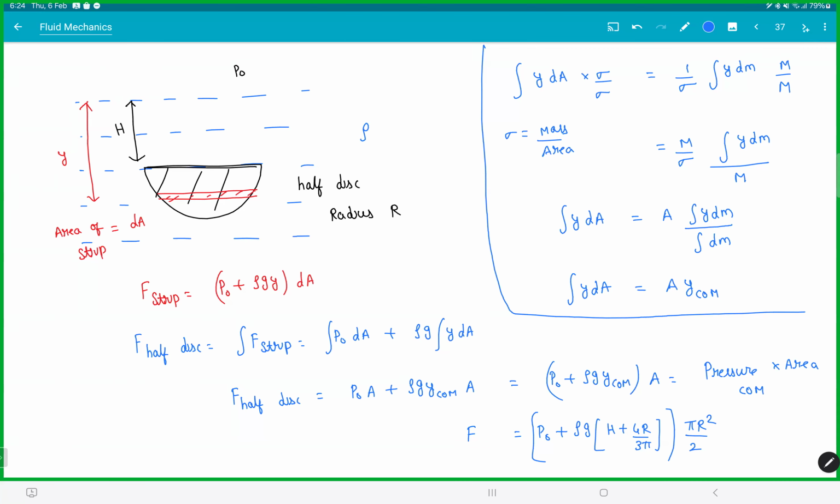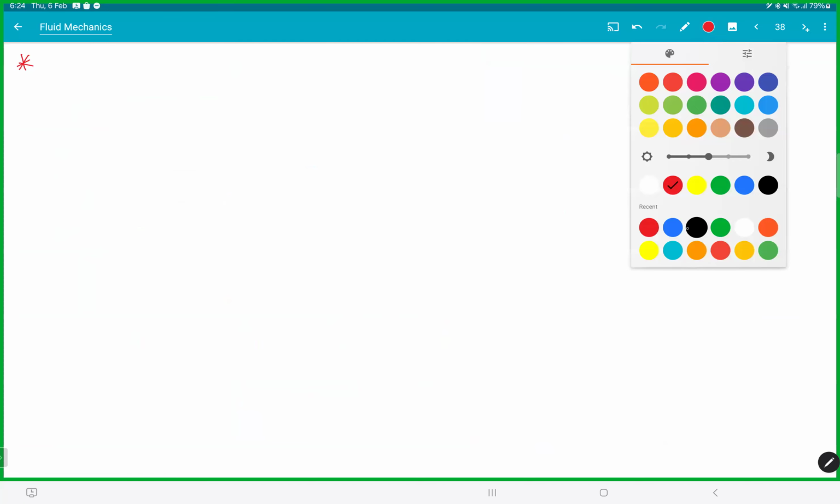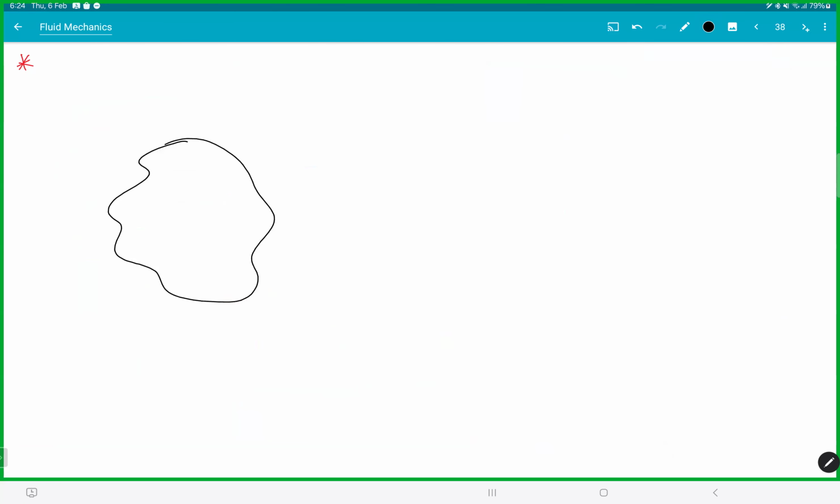So if I just write a general result, quite a good result to remember, I will make this result an even better extension. You can take actually any amoeba plate, any sheet, and if you immerse this in a fluid, and if this was your center of mass, you can simply say the force on that sheet is simply the pressure at center of mass into area of the sheet.